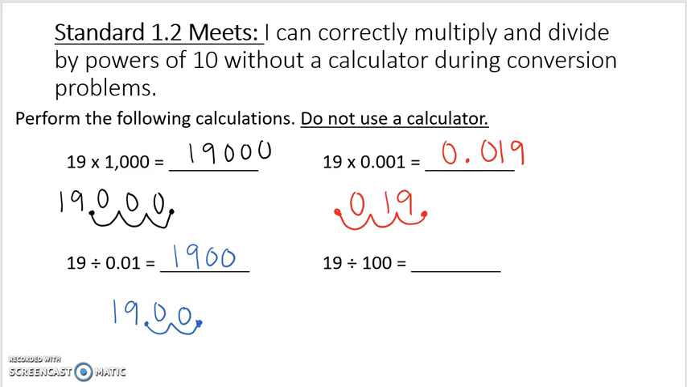Thus, if I divide by something larger, it should get smaller. So again, I'm going to start with 19. My decimal place is currently right here. If it gets smaller, there's 2 zeros in 100, so I move it back 2 places and I get 0.19.